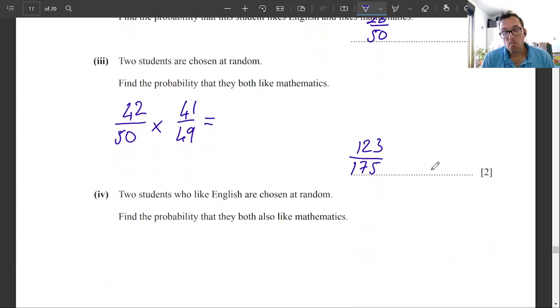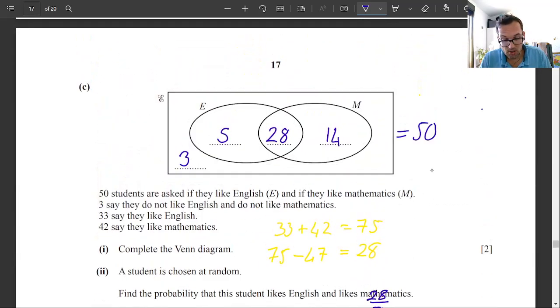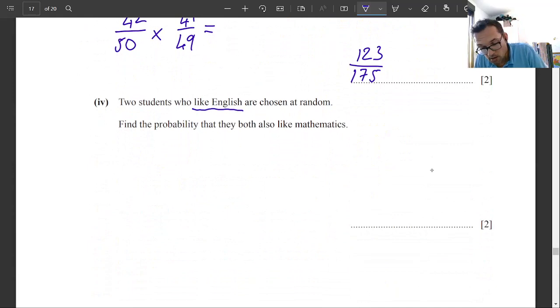Okay, part 4, 2 students who like English. It's amazing how many students in the exam just ignore that part, right? 2 students who like English. That means now we're only picking from the English students, and that was 33. There were only 33 of them. So we're picking from 33 students now. Find the probability that they both also like maths.